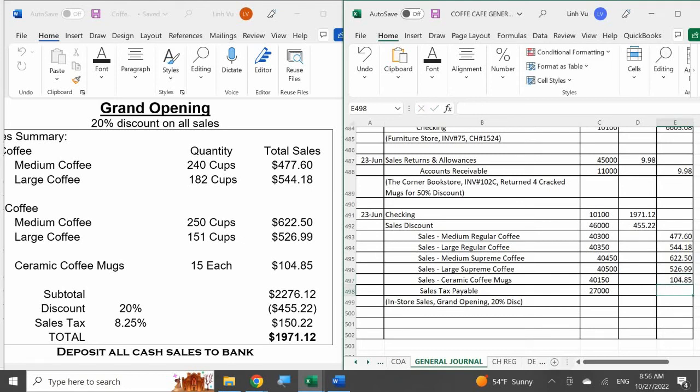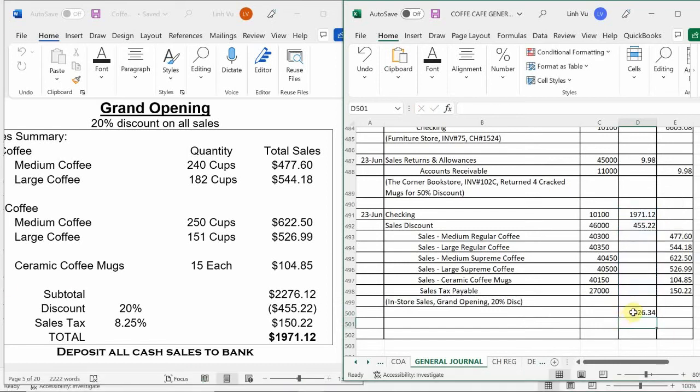104.85 in sales tax is 150.22. Right? So I'm going to double check here if my debits and credits match. I got $2,426.34, and I got 2,426.34 on both sides. Okay, good.